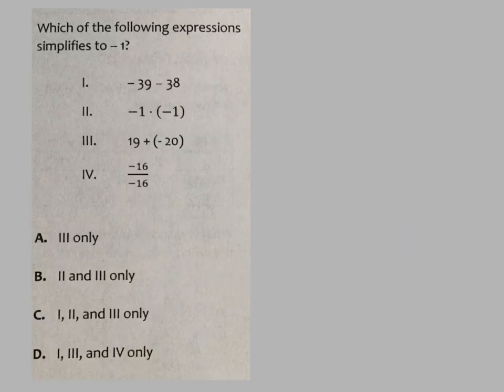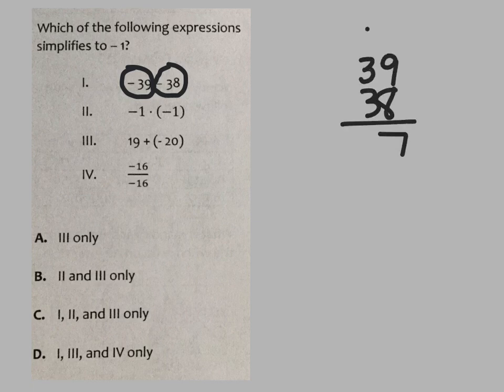Which of the following expressions simplifies to -1? Well, in the first one, we have -39 minus 38. We have -39 and we have -38. When we're combining integers and they share the same sign, we add them together. And we keep the sign they shared. In this case, it's -77. -39 minus 38 means it's going to be going even more negative, -77.